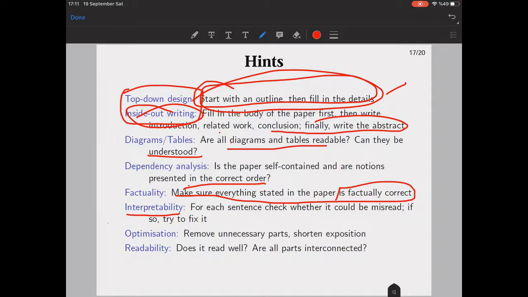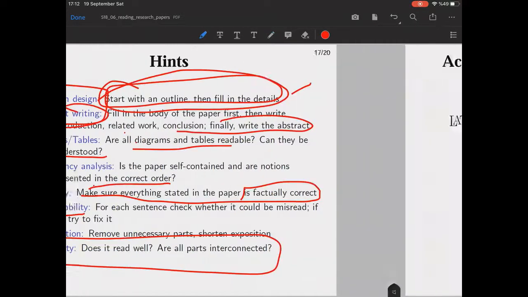And optimization is important. We should remove unnecessary parts and shorten the exposition. Yes, because time is very important, right? The people who read your paper, their time is also important. Your time is also important. I mean, if you can explain a 10-page paper in eight pages, why not go for the smaller one and shorten the exposition? It's better for all parties, for myself too, for the writer too. And the readability: does it read well? Are all parts interconnected? This is very important. It should be as readable as possible. Everything flows in an order so that it could be interesting. It could be worth reading.